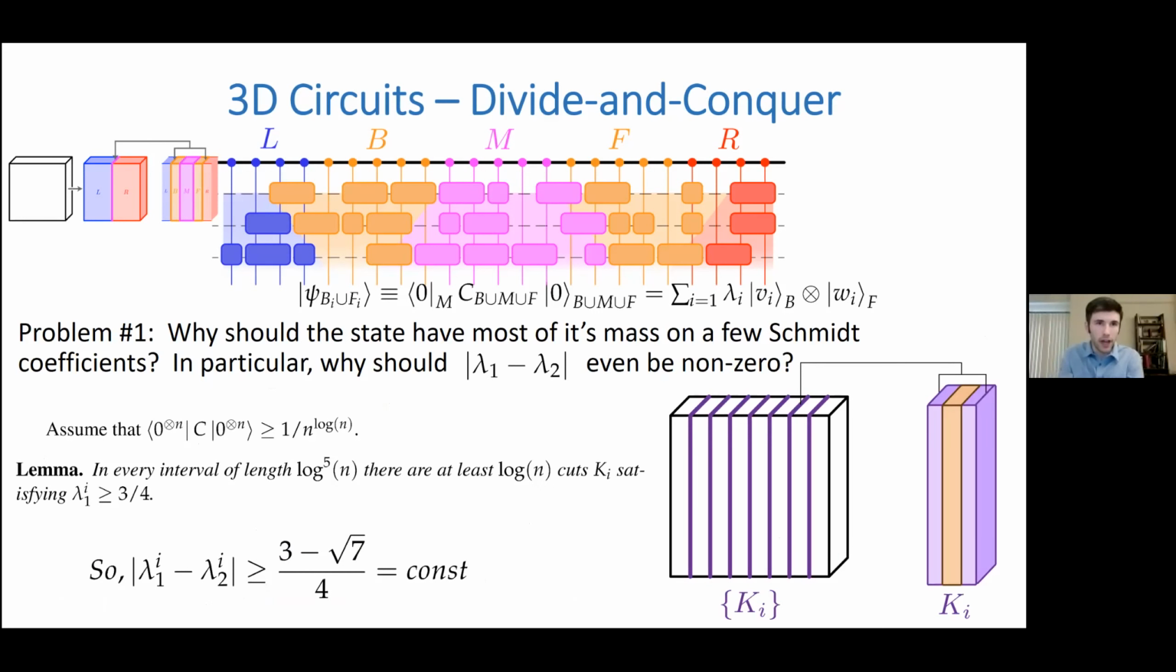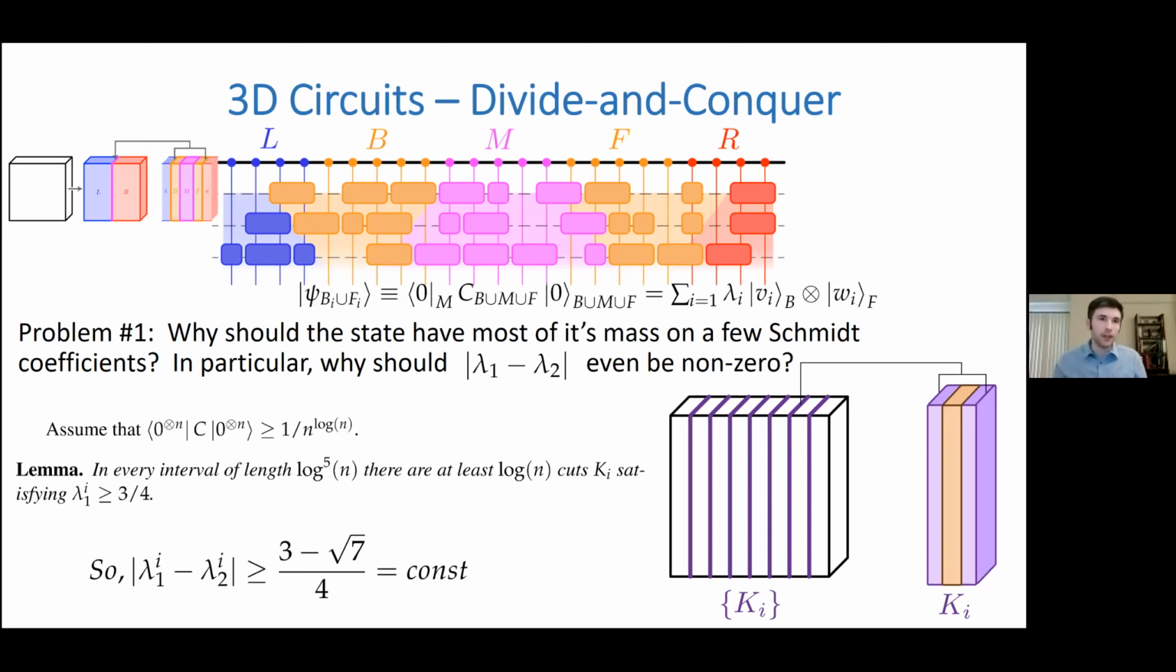So it turns out that the way we solve that is, if you assume that the quantity we want to compute, this output probability of all zeros of this cubic, 3D local quantum circuit, is at least quasi-polynomially large, then it is true that there exist, and you can find, many slices across which the first Schmidt coefficient is very large. It has about 3/4 of the mass.